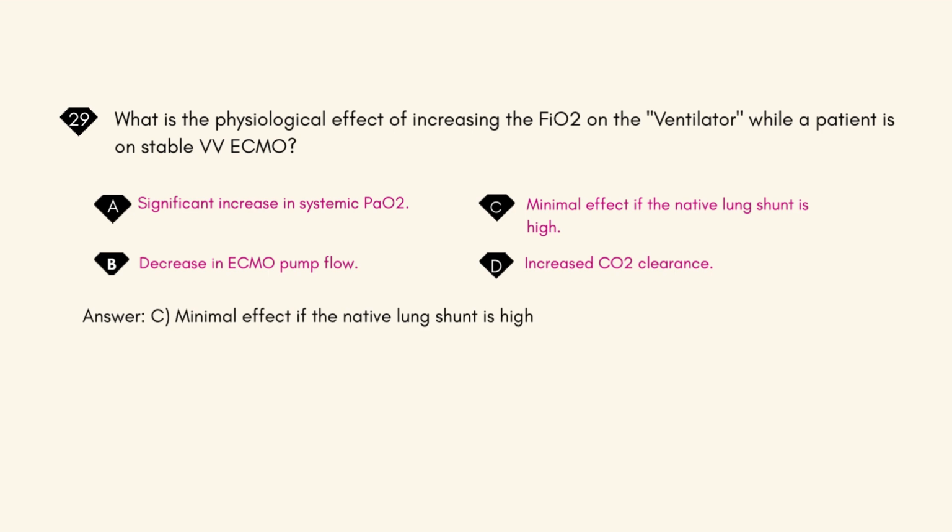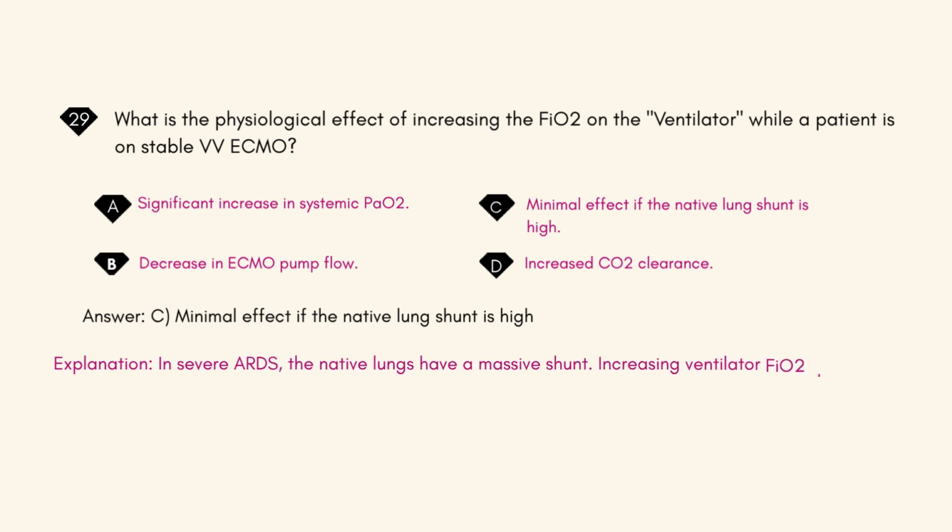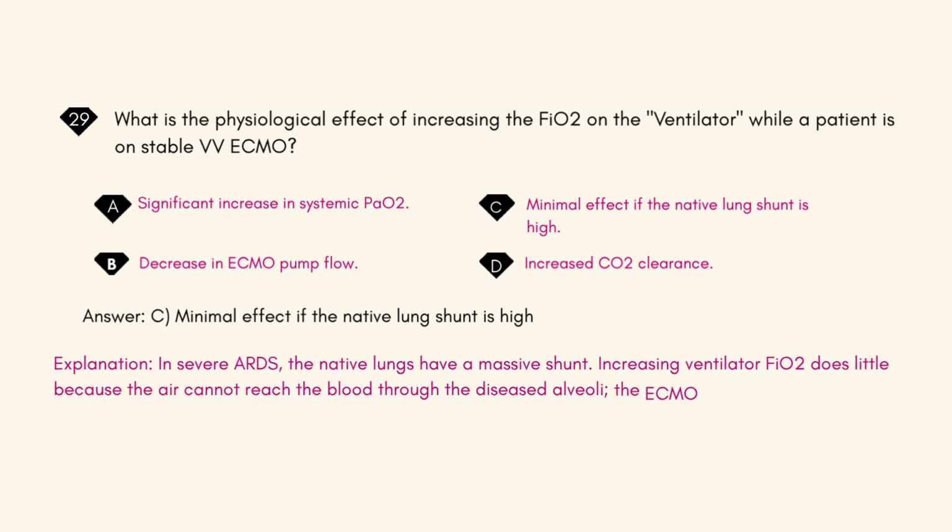Minimal effect if the native lung shunt is high. Explanation: in severe ARDS, the native lungs have a massive shunt. Increasing ventilator FiO2 does little because the air cannot reach the blood through the diseased alveoli. The ECMO circuit does the heavy lifting.